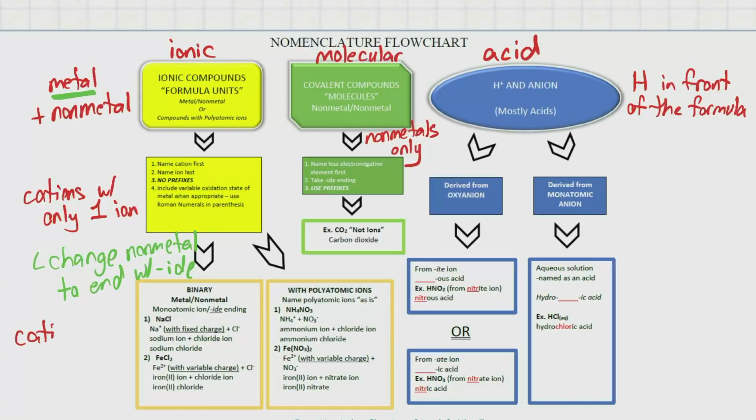For cations, positively charged ions with more than one, we'll say 2+ to save room. Like iron, if there's an iron 2+ in there, iron, and then we have to use parentheses, put the Roman numerals with the charge in it, and we still change the ending of the nonmetal to the IDE.